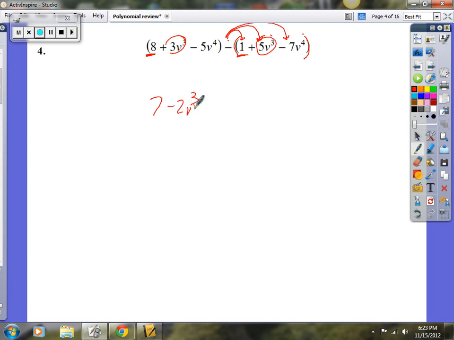And then your v to the 4th, so I've got a negative 5, subtract a negative 7, so I'll subtract a negative, that's a plus. So negative 5 plus 7, I got more positives than negatives. So my answer is 7 ones, negative 2v cubes, and positive 2v to the 4th.